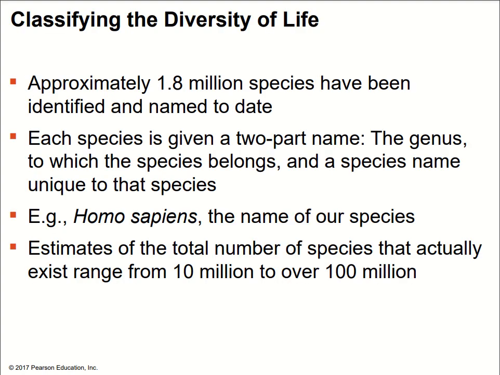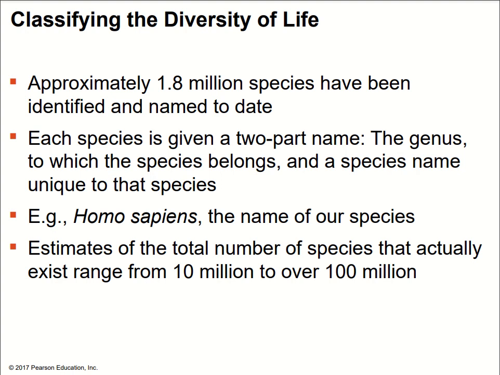Now, classifying the diversity of life, approximately 1.8 million species have been identified and named to date. Each species is given a two-part name to help identify it from other species. There is the genus, to which the species as a whole belongs, and then a species name unique to that specific species. Multiple species can exist in a certain genus. For example, we have Homo sapiens, the name of our particular species of human, while in the past there were other types of humans like Homo erectus or Homo neanderthalensis.